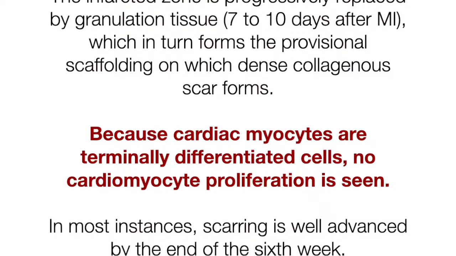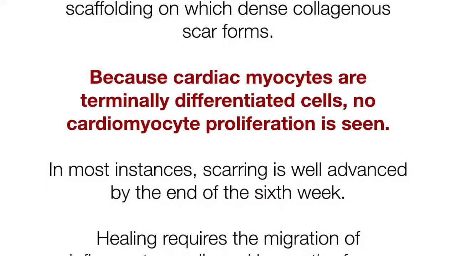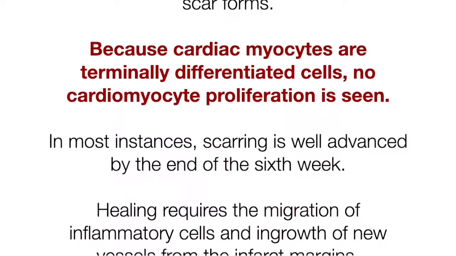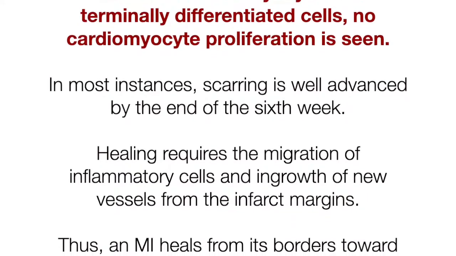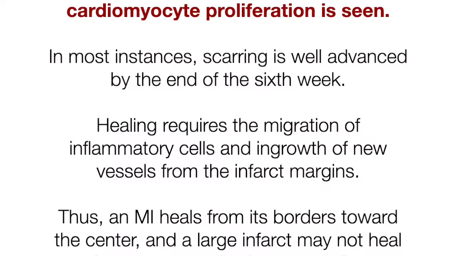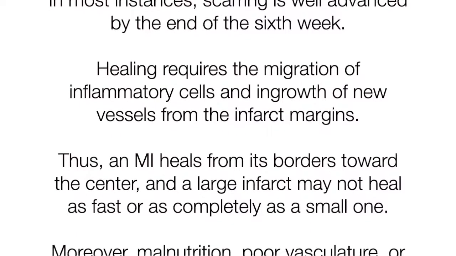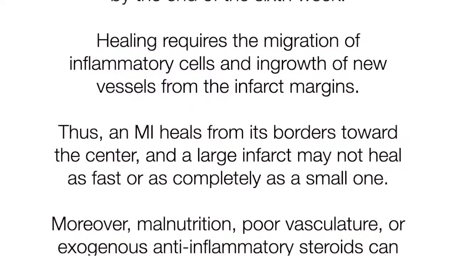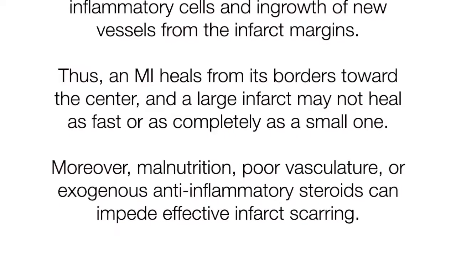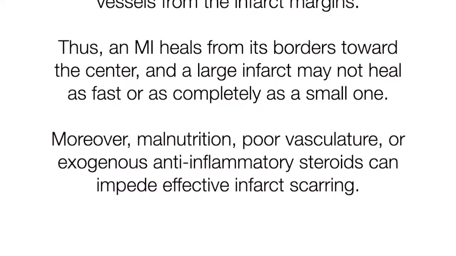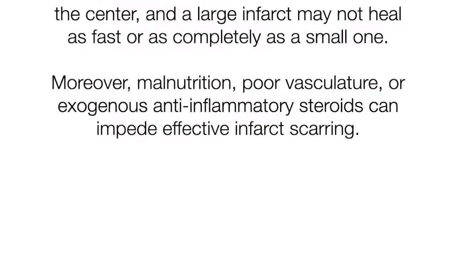Because cardiac myocytes are terminally differentiated cells, no cardiomyocyte proliferation is seen. This fact is very important to remember. In most instances, scarring is well advanced by the end of the 6th week. Healing requires the migration of inflammatory cells and ingrowth of new vessels from the infarct margins. Thus, an MI, that is myocardial infarction, heals from its borders towards the center, and a large infarct may not heal as fast or as completely as a small one.